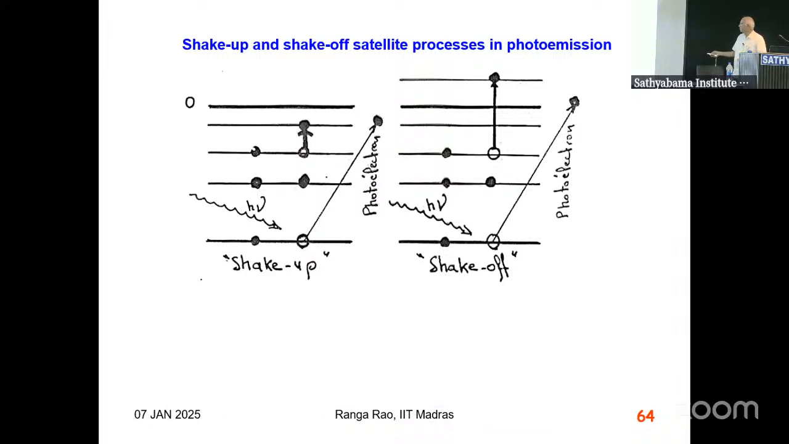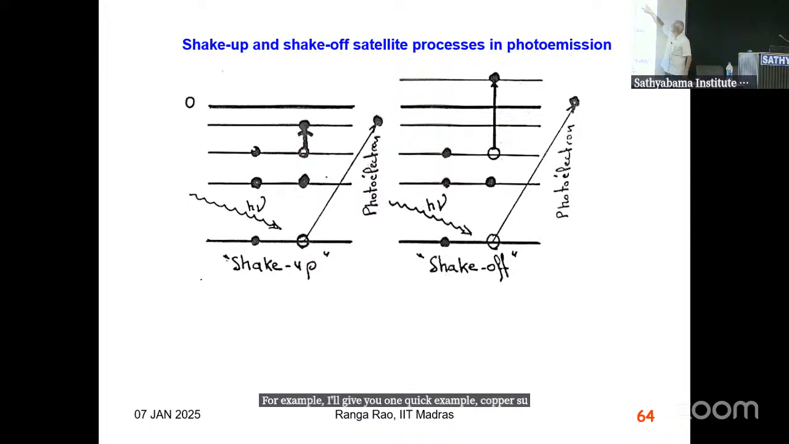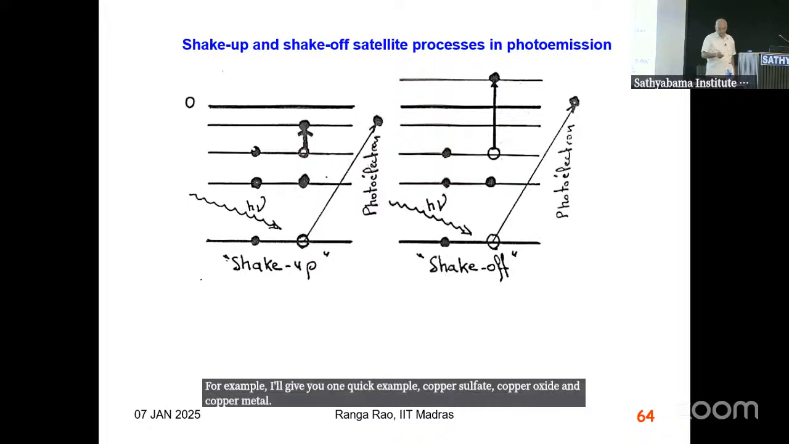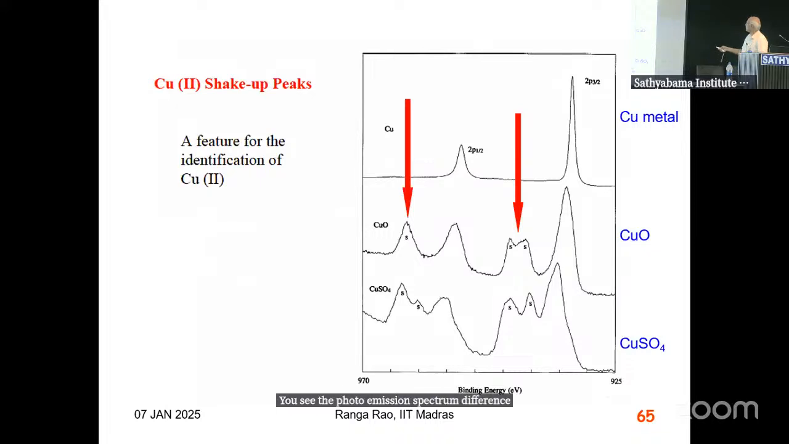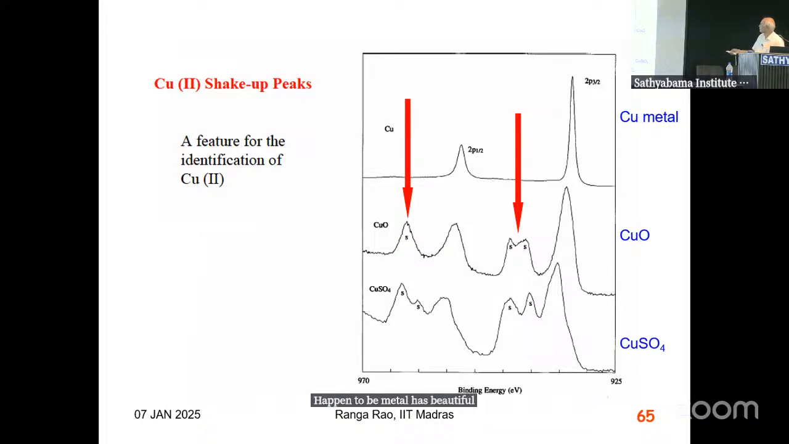Okay. So this leads to shake up and shake off satellites. You can start seeing that. For example, I will give you one quick example: copper sulfate, copper oxide, and copper metal. You see the photoemission spectrum difference. You see this? All are copper 2p spectrum. This is copper 2p spectrum. You understand? Copper 2p spectrum. That region is taken. Copper 2p metal has beautiful two peaks. One here, 3/2 half. We know that it is because of spin orbit splitting.